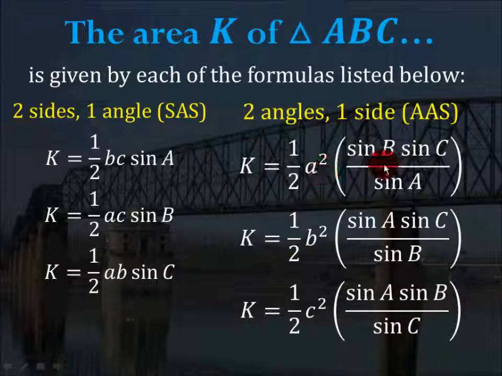So 1/2 a squared sine B sine C over sine A. If you know side b, it's 1/2 b squared sine A sine C over sine B, and 1/2 c squared sine A sine B all over sine C. These letters are kind of, I don't want to say pointless, but basically you could rearrange the letters or sides of a triangle any way you want, but they're all going to have the same structure. That's true for this too.